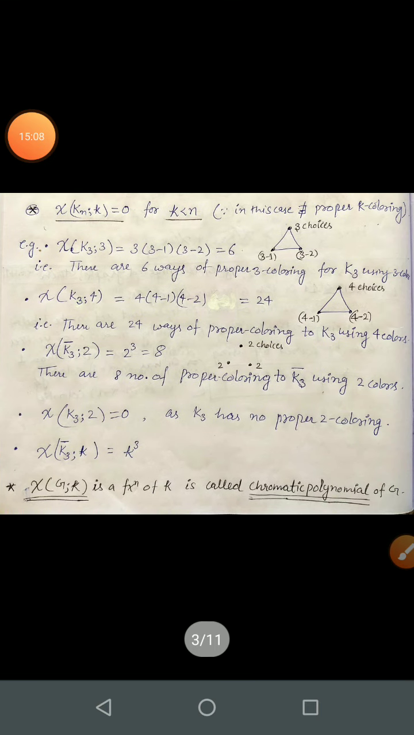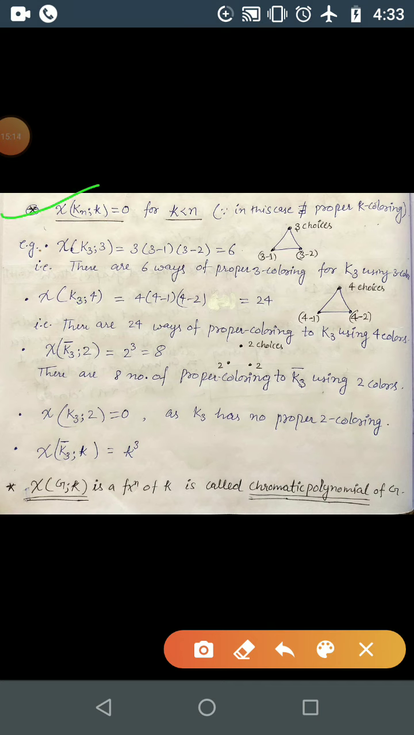Now come to some examples based on this. So here, for the chromatic polynomial of Kn, among k colors, whenever k is strictly less than n, it will be 0 because there does not exist any proper coloring. And whenever k is 3 and K3, the complete graph of order 3, is given, among 3 colors we need to choose the proper coloring. So how many ways of proper coloring, correct?